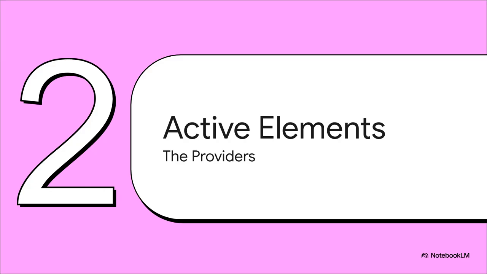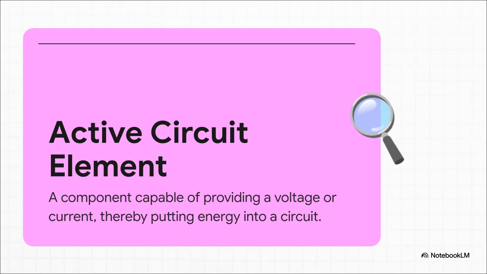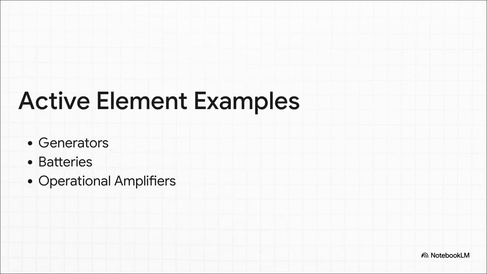Which brings us to the other side of the coin, the active elements. If the passive guys are the managers and the traffic cops, then these are the power plants themselves. This is where the energy is actually born. Yeah, this is where the real action is. An active element is any component that can pump energy into the circuit. It's the source. It's what provides the kick, the voltage or the current that gets everything else moving in the first place.